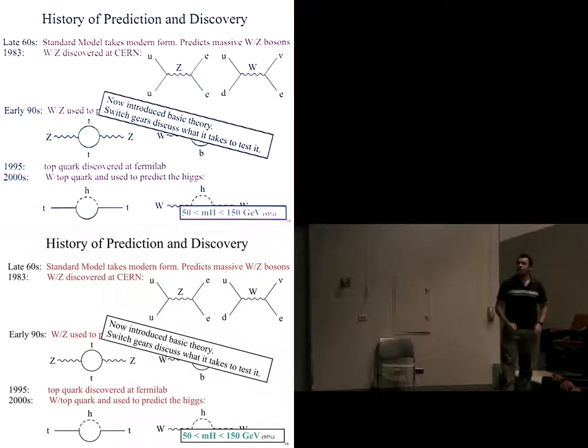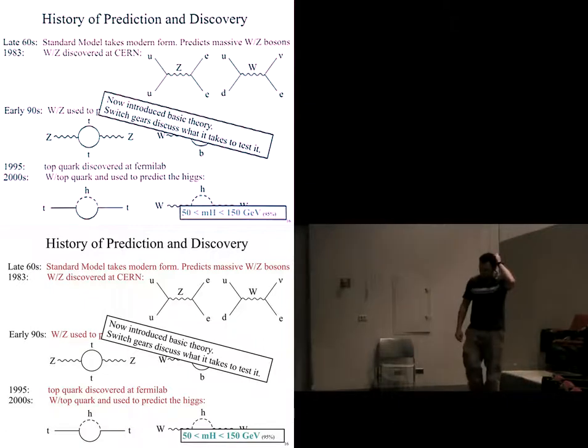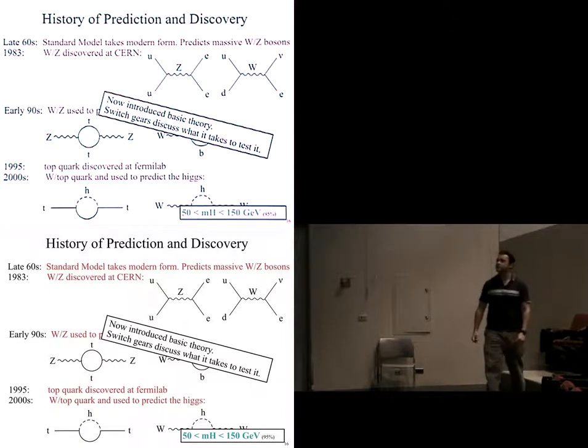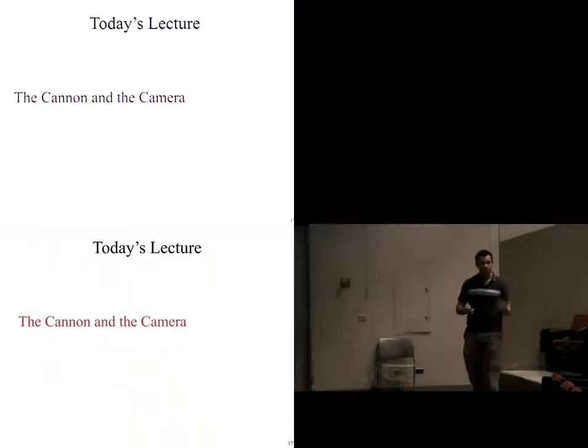Okay, so now I'm going to switch gears a little bit. We spent many lectures talking about the overall framework and the overall theory, what the Higgs boson is, and what the predictions are, where its mass should be, and its properties. And now we're going to switch gears and discuss what it takes to test this theory, what it takes to confirm these predictions in practice.